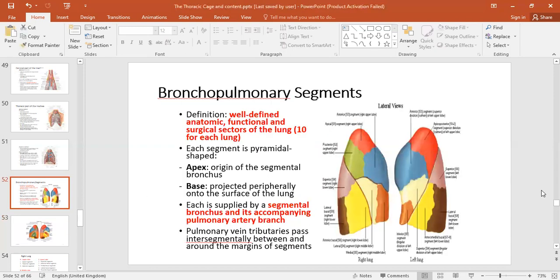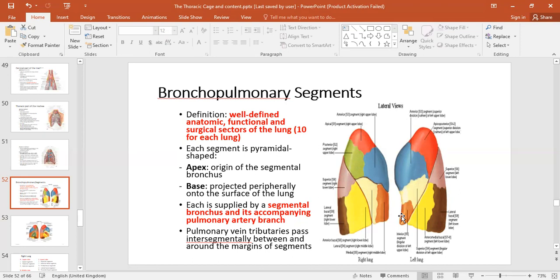Okay, apart from that, the left lung has this depression here. This depression is created by the left ventricle of the heart. So we call this the cardiac notch. It is a notch created by the heart, hence the name cardiac notch.